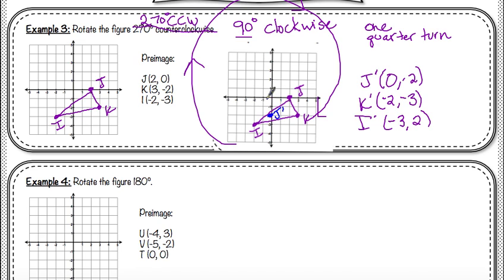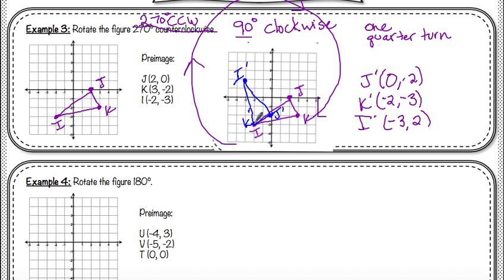K prime, negative 2, negative 3. This is K prime. I prime, negative 3, positive 2. This is I prime. And you have just rotated the figure 90 degrees clockwise, which is the same as 270 counterclockwise. Okay? And if you want to check, look at this.